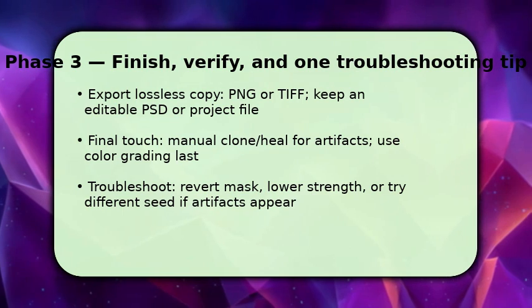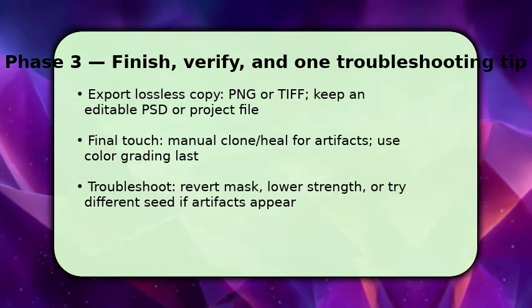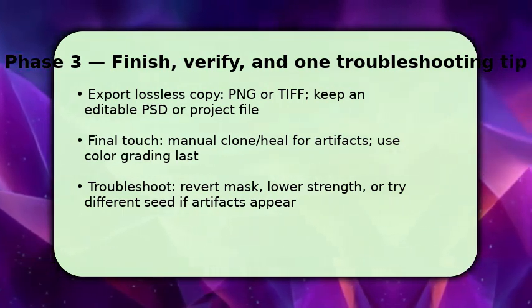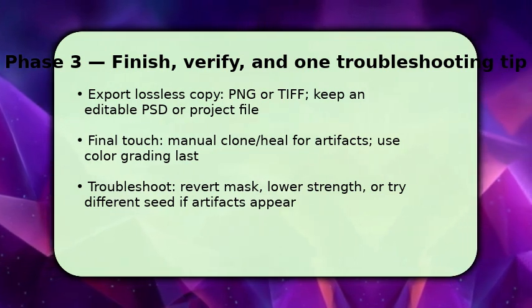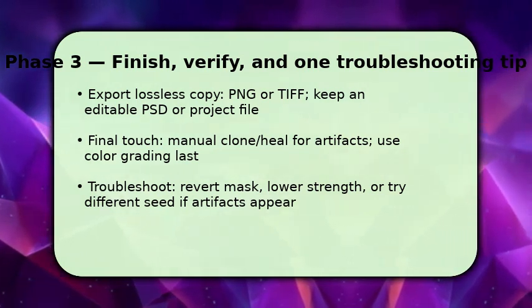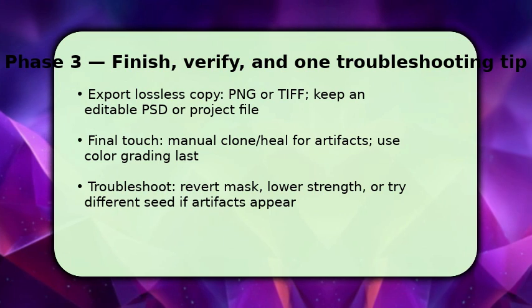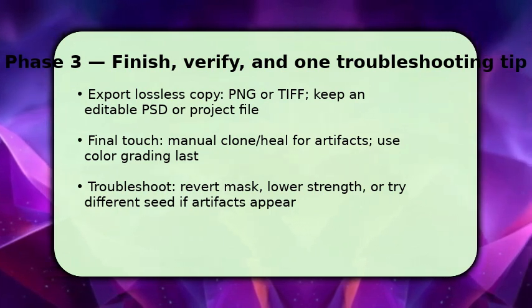If you encounter odd distortions or mismatched lighting, revert to the previous mask, lower generation strength by 10 to 30%, or rerun with a different seed. That usually resolves artifacts without losing your creative direction.